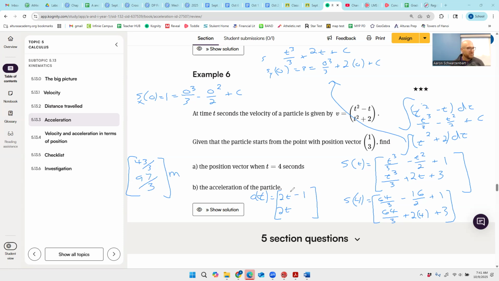And apparently it wants the t equals 4. I don't think that, yeah, it wants a of 4. That's not very clear. This is not a well-written question. The exam questions will be clearer than that. 2 times 4 is 8 minus 1, 7. And that is meters per second squared. Okay, that is that section.